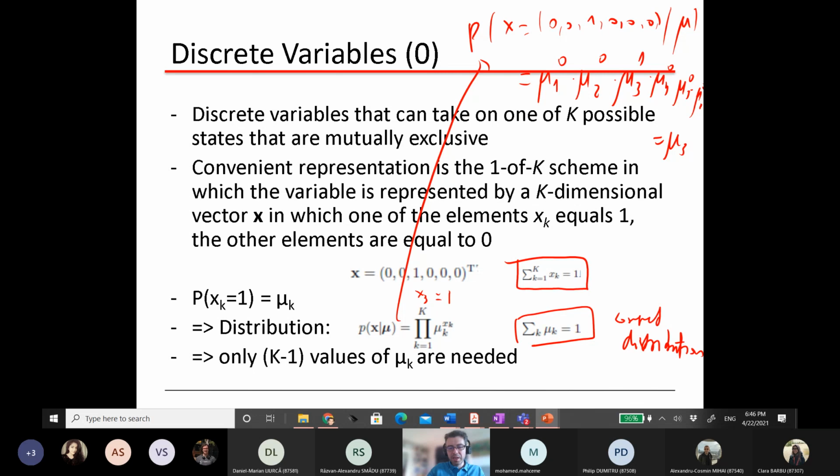Cool. And because this is a correct distribution, how many independent values, or different values, do we have? How many degrees of freedom, if you want, in order to express x? We have k minus 1 values. So if we have k states, we have k minus 1 values, because the last one would be 1 minus all the previous k minus 1.